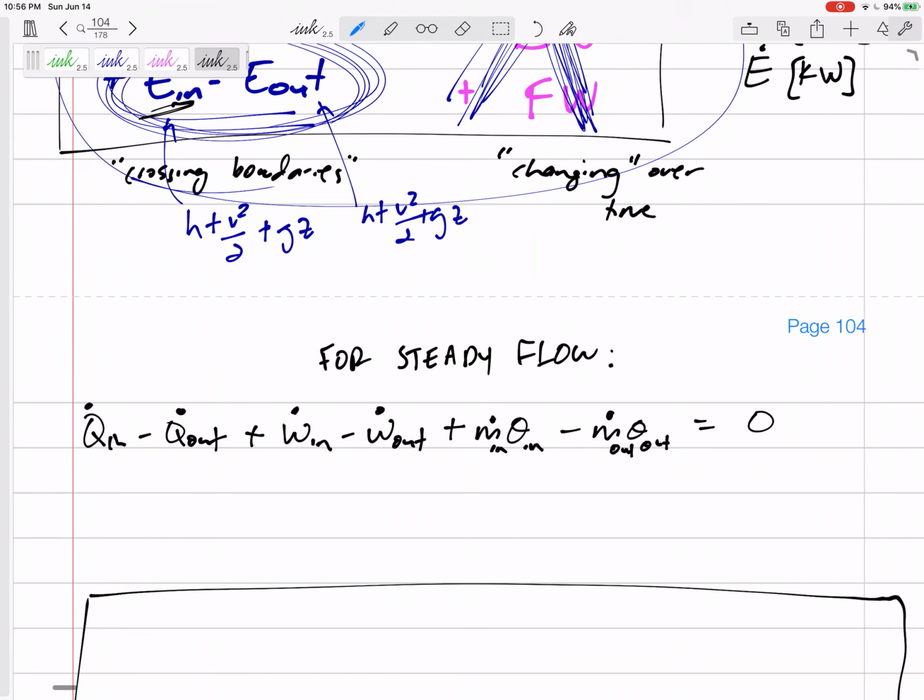equals 0. And aren't you glad that the right-hand side of our equation is 0, so we don't have to worry about the change in time. We're going to get to unsteady flow later, but right now, that right-hand side of our equation is 0. These thetas are h plus v squared over 2 plus gz.